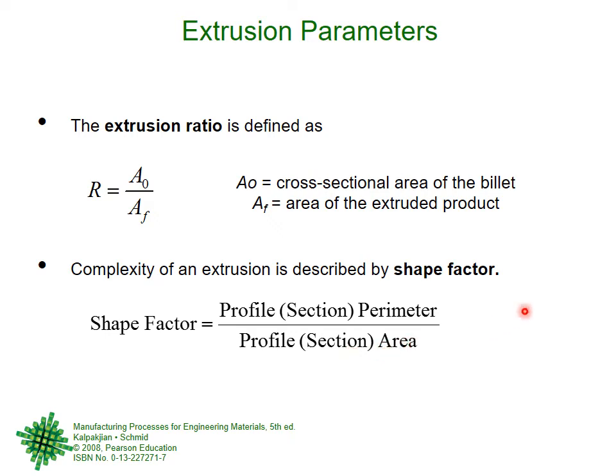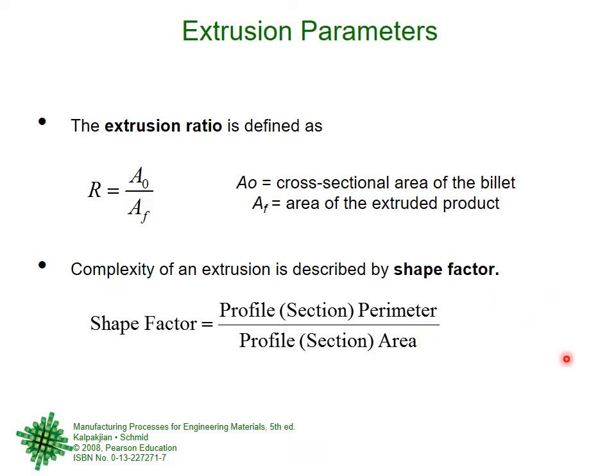So for example, if it is a round bar that we are extruding, the perimeter is 2 pi r, isn't it? The circumference of a round shape is 2 pi r. So the profile perimeter is 2 pi r, but the profile area is pi r square, right? So this is by definition.